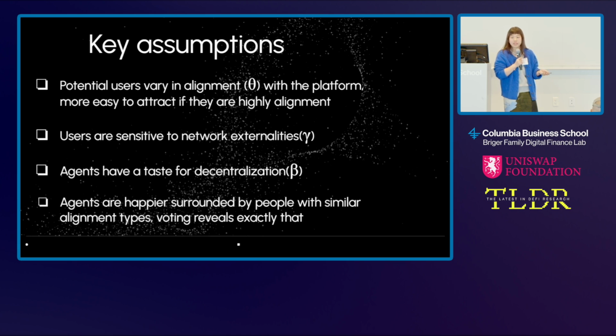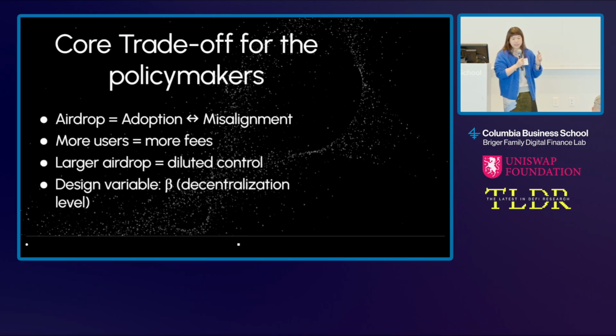So we're going to have a very simple voting mechanism implemented in the model. And when they have people surrounding them who have similar alignment types, that's also going to affect their decisions in using. And the core trade-off: after we have done the user side, we're going to go back to the platform. The platform is going to use beta basically as a bait to attract new users. The bigger the airdrop size, the more hype you create, and you're probably going to drive the adoption, but at the same time, you are going to lose control of your platform.